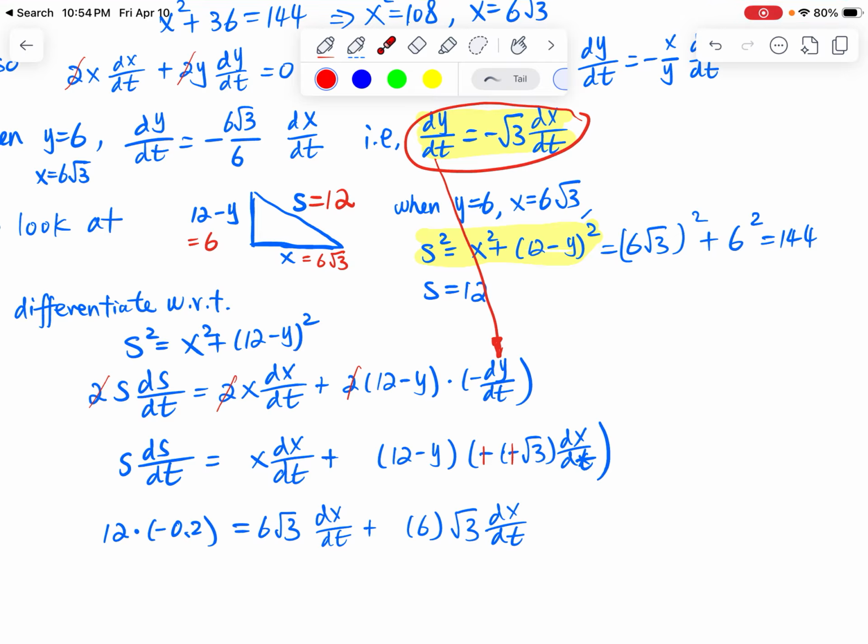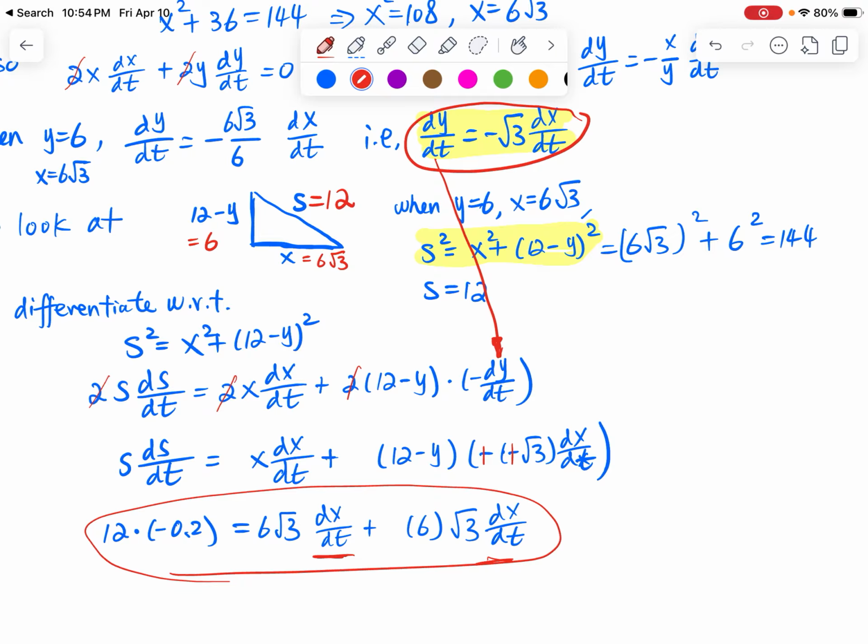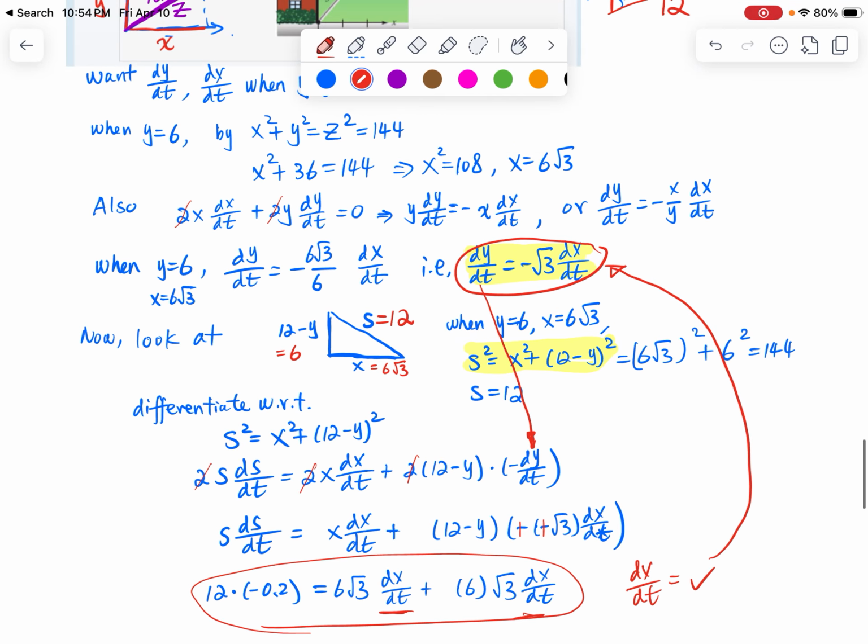So now time for us to plug in the values. s, we just found it earlier, 12. ds/dt is negative 0.2, so it's given. And x is 6 root 3, dx/dt is what we are trying to find. When y is 6, 12 minus y is 6, and this is root 3 dx/dt. So now you just need to solve for dx/dt using this equation. I think you can do the algebra. Now, once you find the dx/dt, how do you find the dy/dt? That's where you can find the dy/dt. So this is the hint for this particular problem.